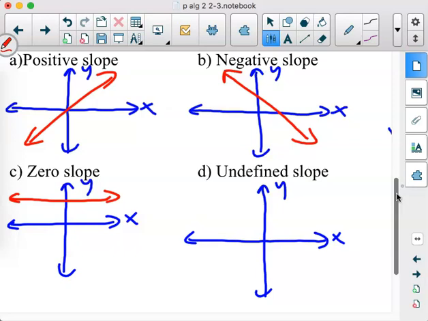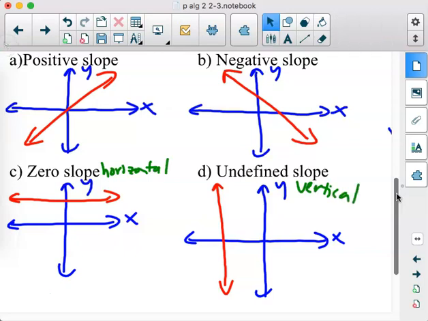Undefined slope, that would mean that we're trying to divide something by 0. That would mean it doesn't have any run. So it's a line that never goes left or right. What kind of line doesn't do that? A vertical line. Yeah. So for zero slope, we're talking about a horizontal line. And for undefined, a vertical line.